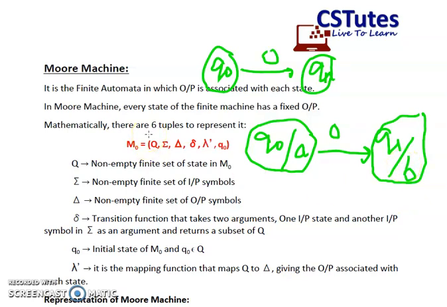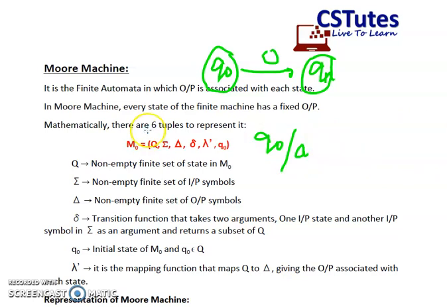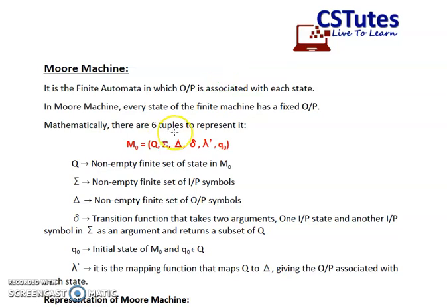Now, when we talk about the mathematical representation of a Mealy machine, a Mealy machine is represented using 6 tuples. The 6 tuples for the Mealy machine are capital Q, sigma, capital delta, small delta, lambda dash, Q0. Over here we can see that the Mealy machine is represented using M0. Now, let's talk about the 6 tuples of the Mealy machine.